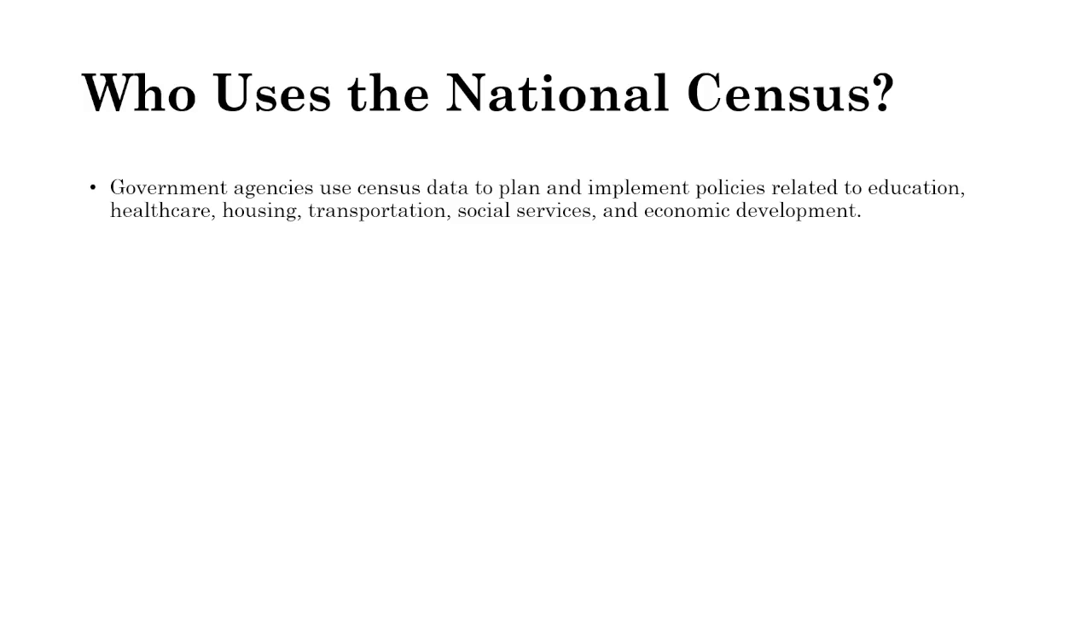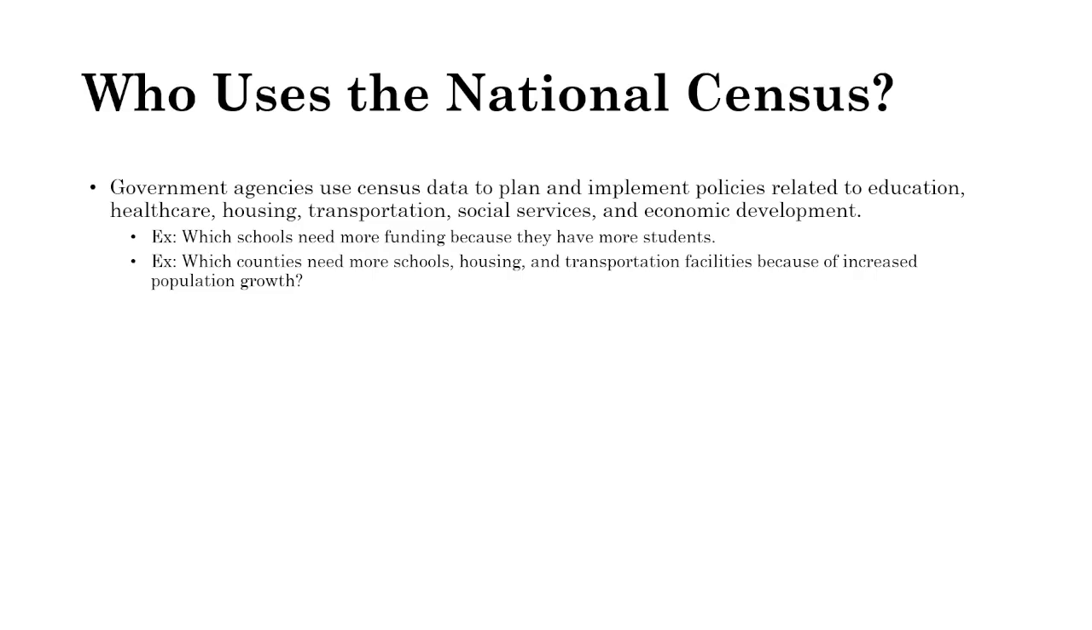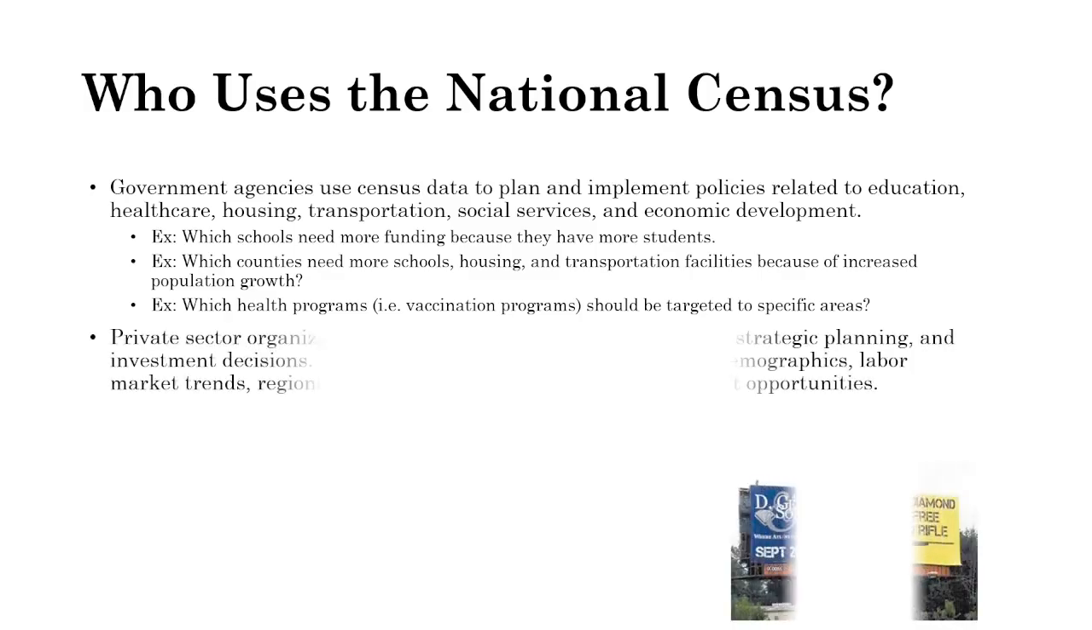As well as economic development. Where are the more urban areas occurring? Are people all moving to one area? That probably means that there's economic prosperity happening in that area. So we can look at which schools may need more funding because they have more students now. What counties need more schools or housing or transportation because of increased population growth? Which healthcare programs are needed in specific areas like vaccination programs?